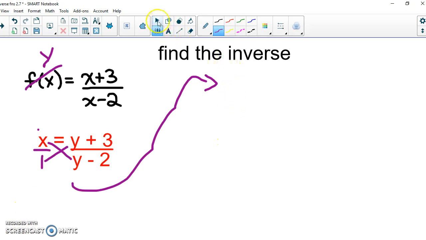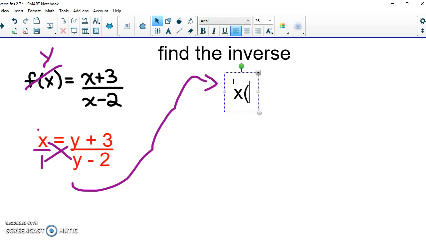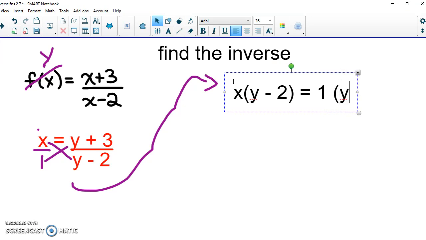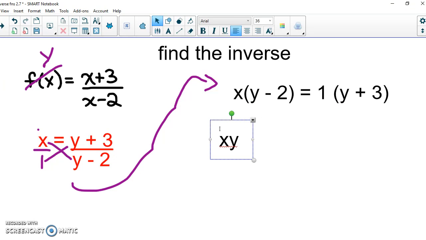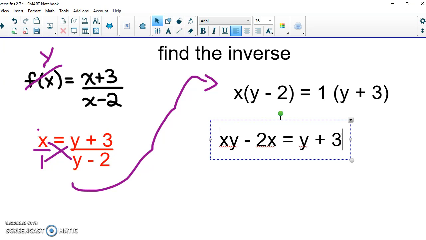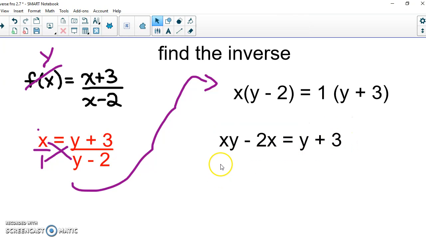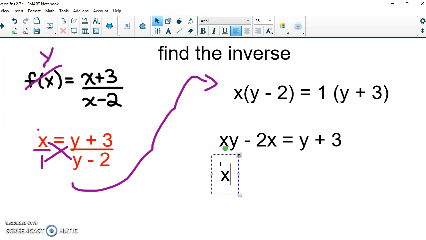Okay, so I'm going to go ahead and write, all right, x times y minus 2 equals 1 times y plus 3. Okay, and then I'm just ultimately trying to get y by itself. So I'm going to distribute: xy minus 2x equals y plus 3. Okay, still trying to get y by itself, so I'm going to get all the y's on the left and everything else on the right. That's easy enough. So I've got xy minus y equals 2x plus 3.